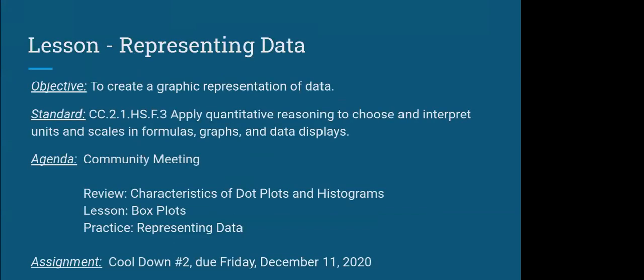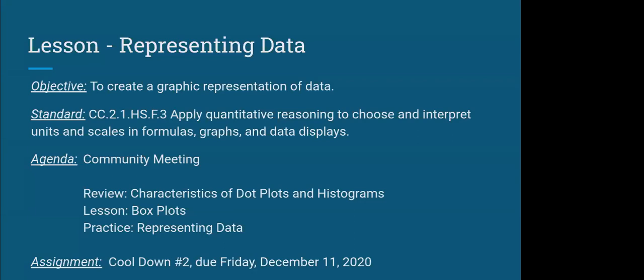So, the lesson, representing data. And again, when we talked about this class in the introduction, I told you that we will be studying three graphic representations: dot plots, histograms, and box plots. Now, it won't be so much dot plots, but it will be heavy histogram and box plots, okay? So those are the two graphic representations that we are going to be studying.